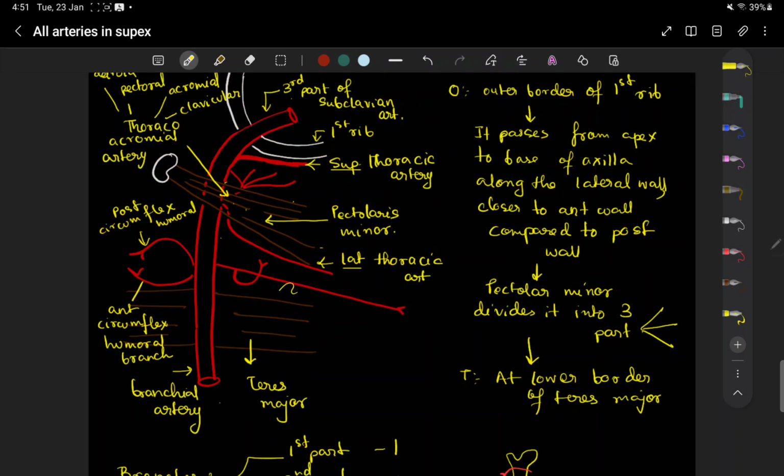The third branch that is present is nothing but the subscapular artery, which is actually the largest branch also among them. So इसका एक branch, it gives a branch that is the circumflex.